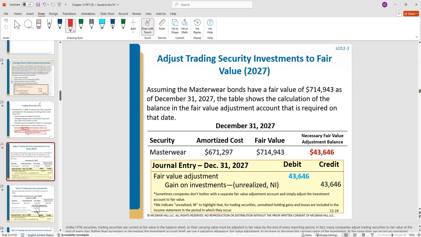So let's look at this example. Remember, at the end of the period, it's at 714. We were carrying it at amortized cost of 671. Now it's worth the fair value of 714. It's gone up by 43,000. So at the end of the period, we'll tee up the fair value adjustment and then recognize the gain as part of net income. That's great.